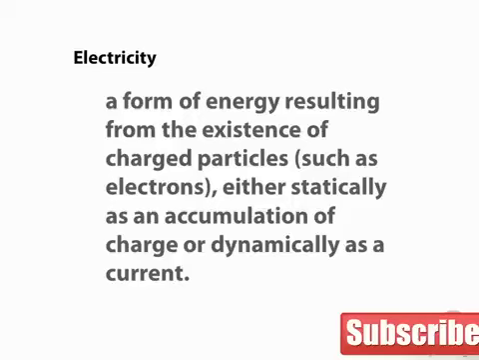A definition of electricity states: electricity, a form of energy resulting from the existence of charged particles, such as electrons, either statically as an accumulation of charge or dynamically as a current. The definition further refers to two types of electricity, the first being static electricity, and the second, dynamic, or an electric current.